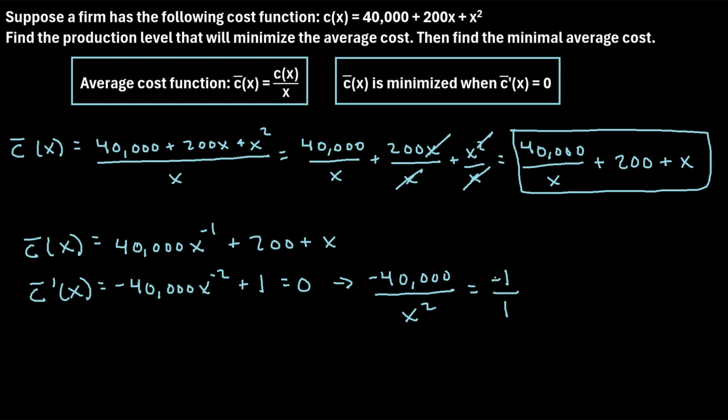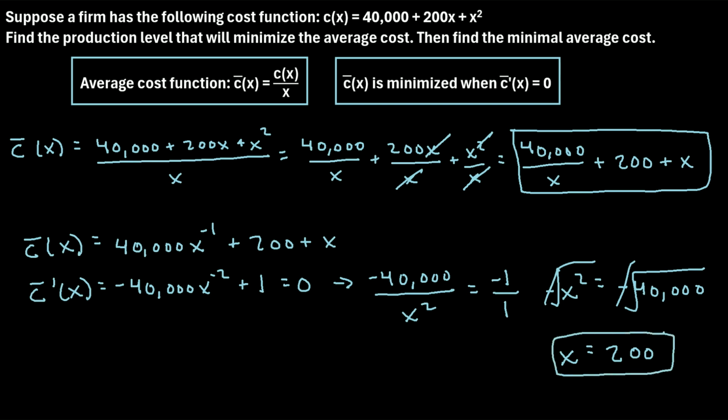So we get x squared times negative 1, that's negative x squared, is equal to negative 40,000 times 1, which is just negative 40,000. Now these negative signs will cancel out on each side. So x squared is equal to 40,000. To find x, we just need to take the square root of both sides. So we get x is equal to the square root of 40,000. That turns out to be 200. So the production level that will minimize the average cost is x equals 200 units. So when the firm produces 200 units, they will minimize their average cost.